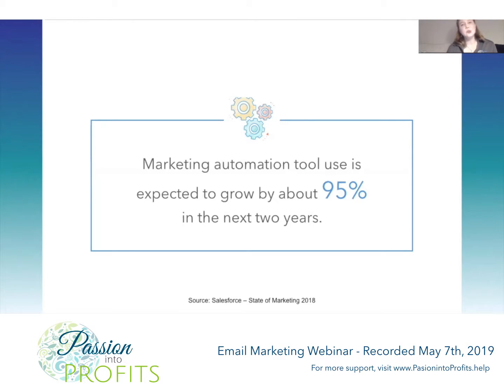And those particular tools are expected to grow 95% in the next 2 years. That is huge. That's huge for anything to change 95% in the next 2 years. And the reason it's going to change is because people are becoming more and more app dependent for their communications. And again, that number one app is email. So we're going to have to figure out a way how to repeatedly get in front of our potential clients, and automation is the easiest way to do that.